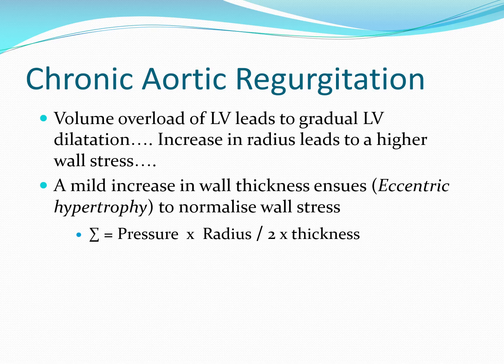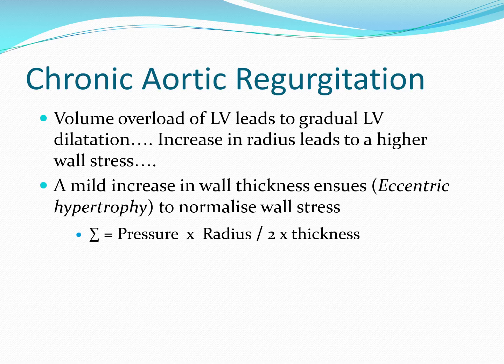So in chronic regurgitation, we talked about acute regurgitation. In chronic, the volume overload leads to gradual LV dilatation, because the left ventricle has to accommodate the blood coming back from the aortic valve in diastole, plus the venous return that comes through the left atrium and through the mitral valve in diastole. So you have two sources of filling of the ventricle. The left ventricle has to dilate. When it dilates, the radius increases, and so pressure times radius means higher tension and higher wall stress.